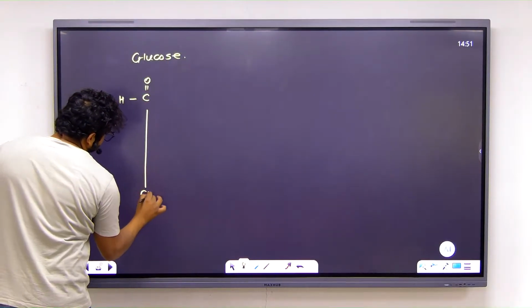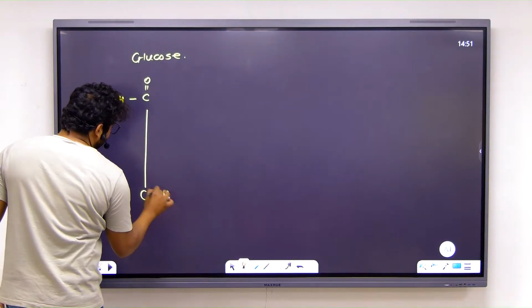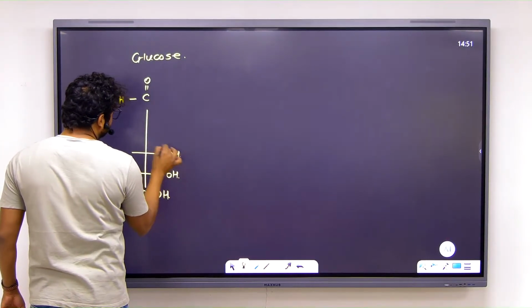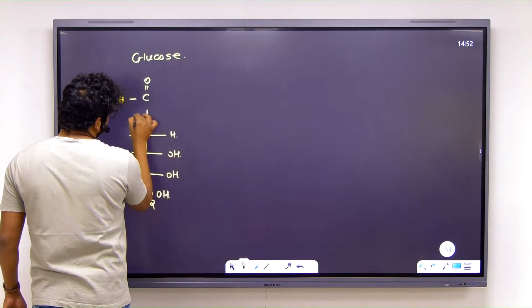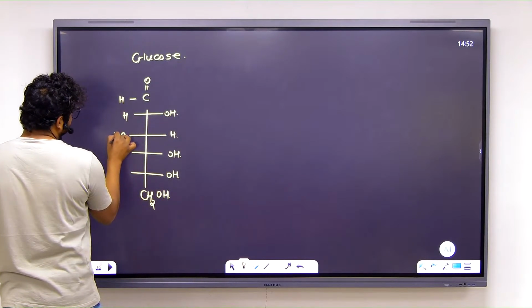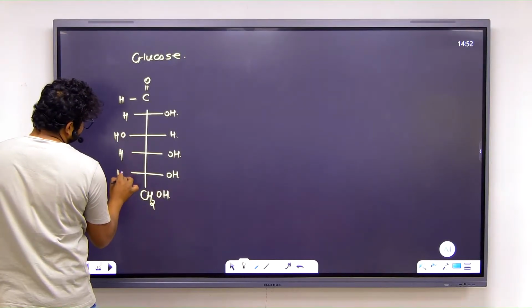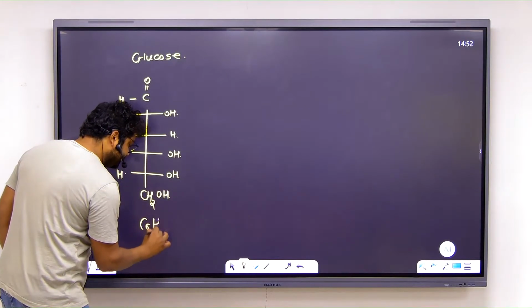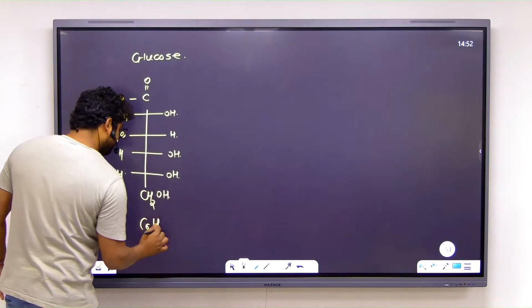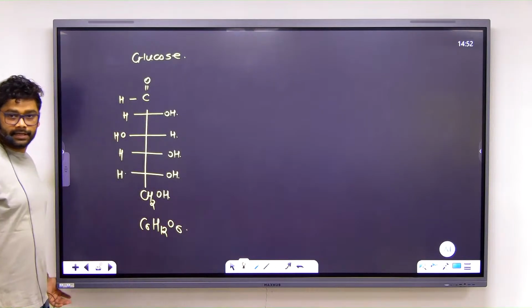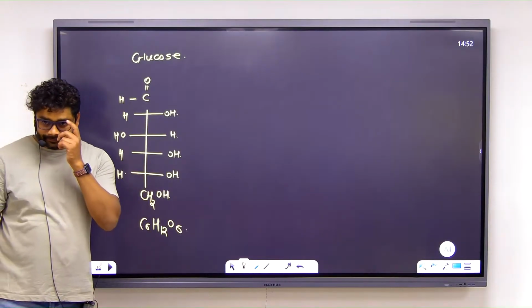I have the structure of very familiar glucose, OH, OH, OH. You know from your 10th, it is C6H12O6. Am I right? Yes. Can you count the number of chiral centers?